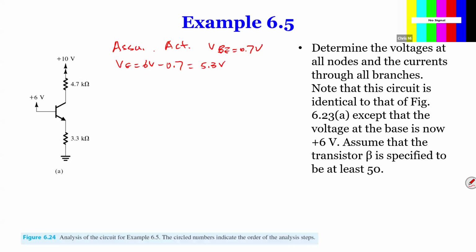So that's step 1, step 2. And step 3 is to find IE equal to VE over RE, 5.3 divided by 3.3. That we need to give an actual value, it's going to be how much? I didn't calculate.